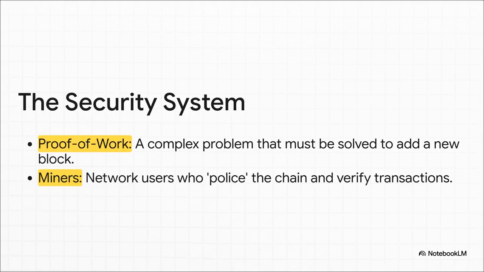And if that wasn't enough, there are basically 2 more security guards on duty. First, to even add a new block to the chain, users called miners have to solve a really complex math problem. This is called proof of work. It takes a lot of time and a massive amount of computing power, which makes it practically impossible for a hacker to just create a fake chain of blocks fast enough. You can think of these miners as the police force of the blockchain, constantly working to verify and secure it.